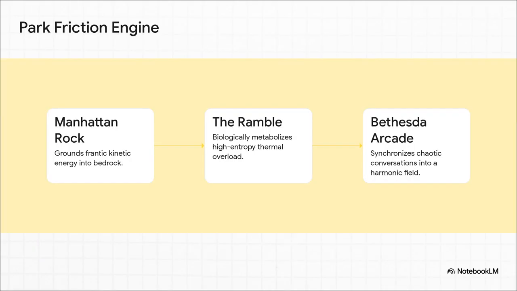And the exact mechanics of how specific parts of the park process that chaotic friction is just brilliant. First, you've got the Manhattan schist acting as the geological anchor, basically grounding frantic kinetic energy. Then, the Ramble. It uses its dense biological fractals to metabolize all that thermal overload. And finally, Bethesda Terrace acts as a socio-acoustic vortex, capturing and synchronizing chaotic human conversations into a unified harmonic field. Literally every single element in that park is serving a highly specific thermodynamic purpose.